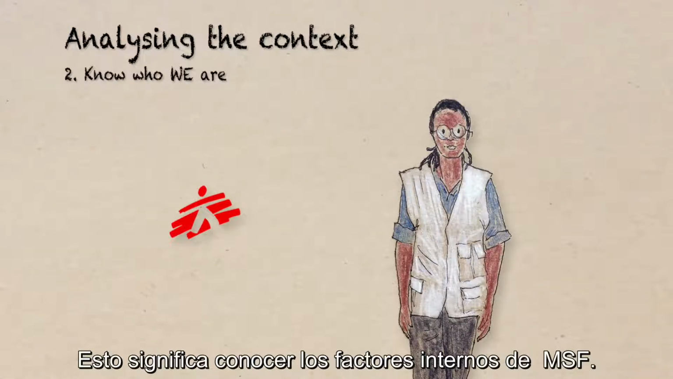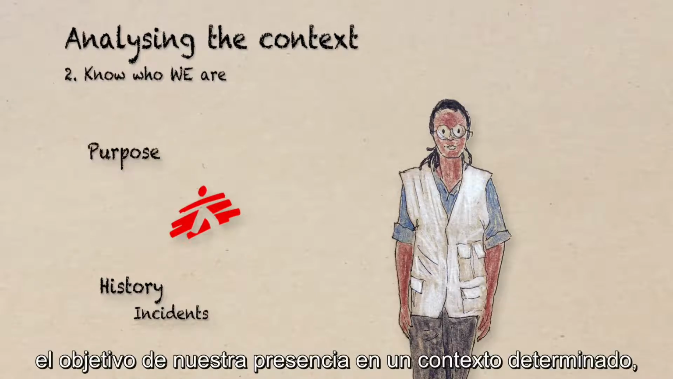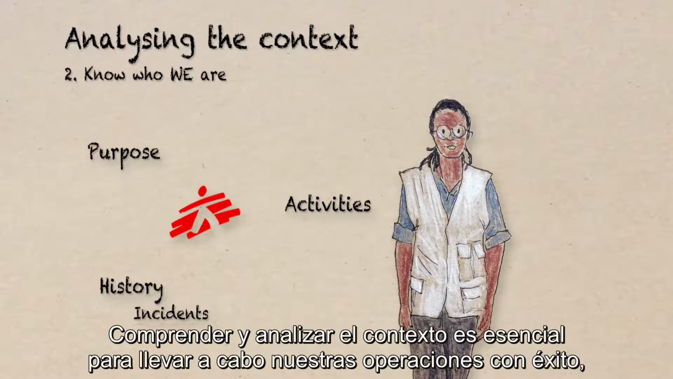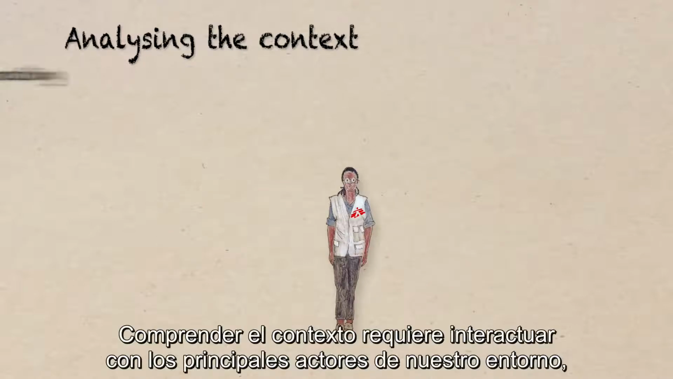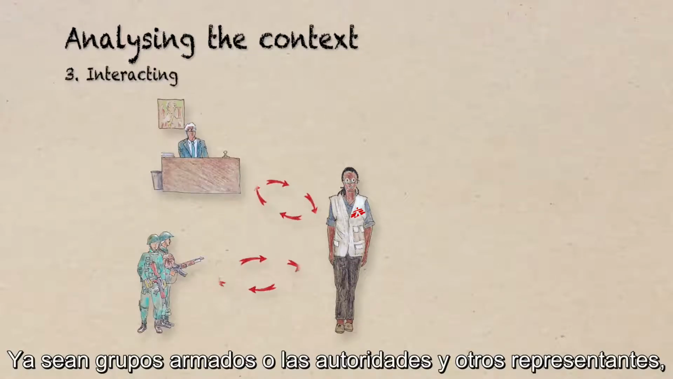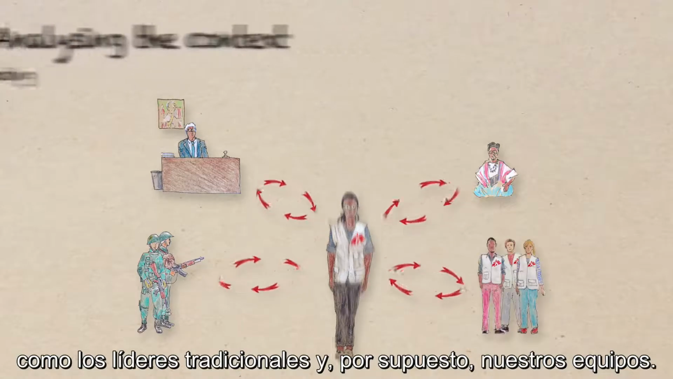This means knowing the factors internal to MSF, MSF's history in the area, the purpose of our presence in a given context, the nature of our activities and of those of other MSF sections. Understanding and analyzing the context is essential to conducting our operations successfully and under the safest possible conditions. Understanding the context requires interacting with key players in our environment, whether they are armed groups or the authorities and other representatives such as traditional leaders and, of course, our teams.